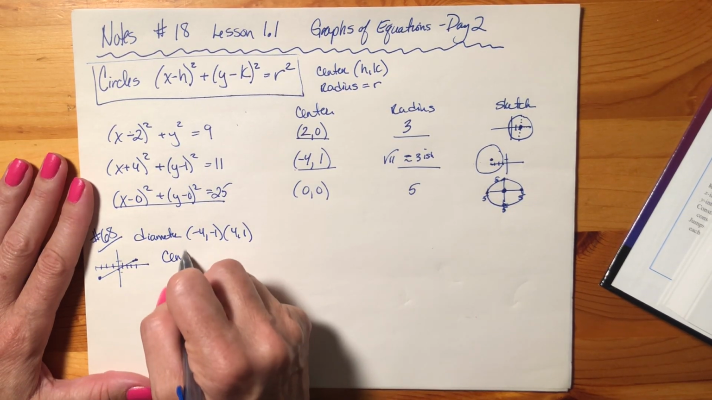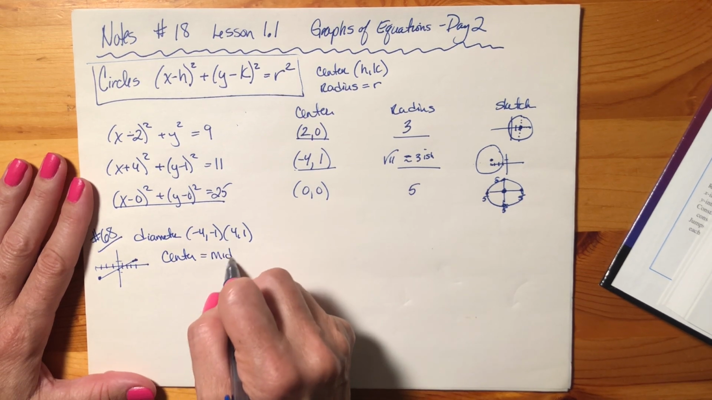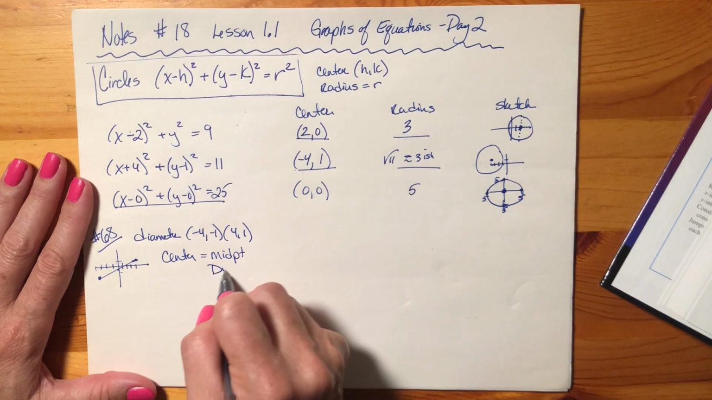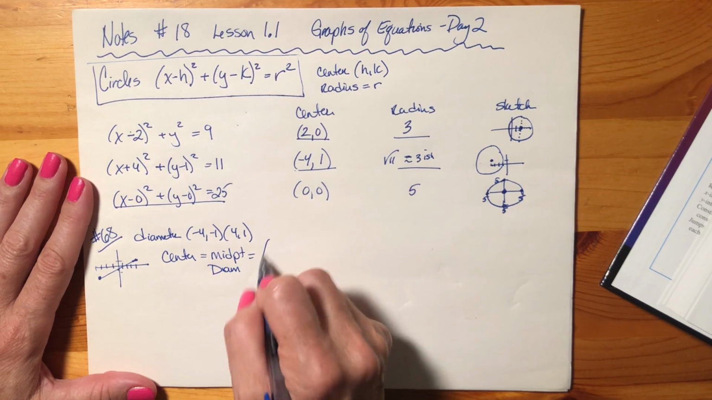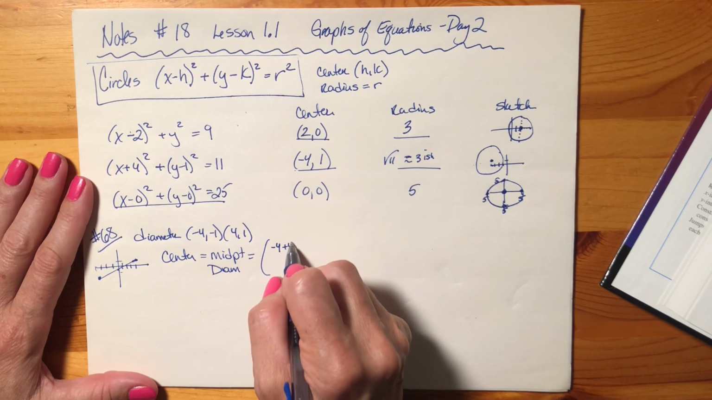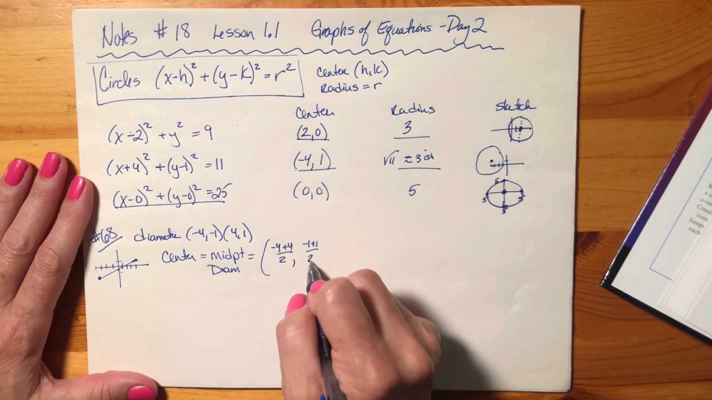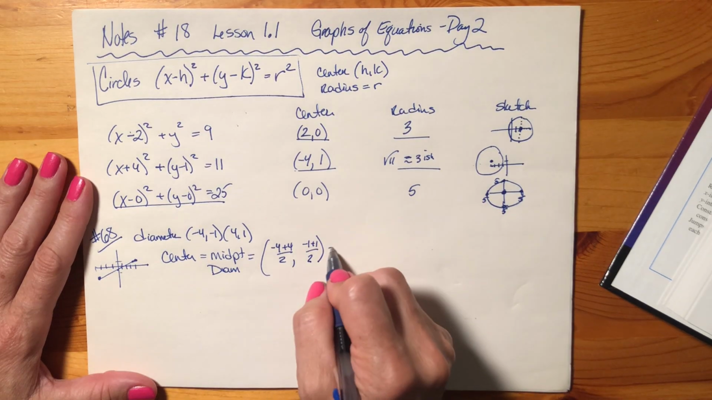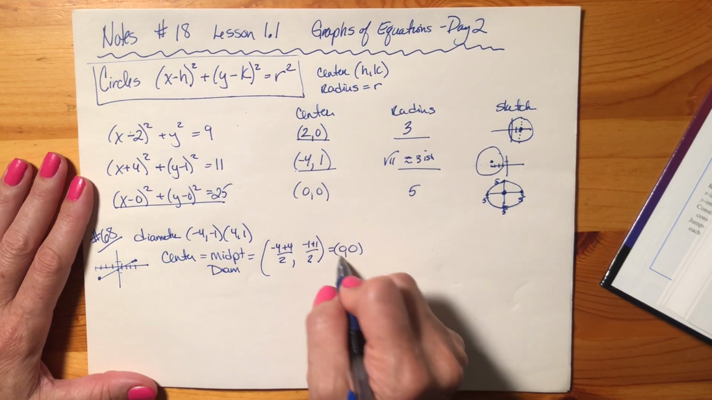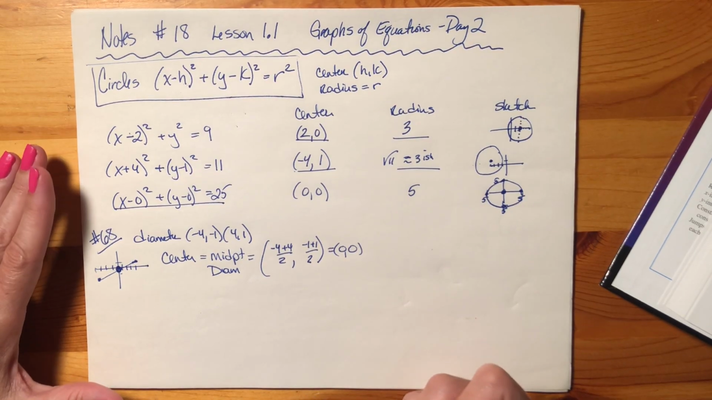My center, good problem. The center is going to be the same as the midpoint of the diameter. All right, so we go back to that formula you love. You take the average of the x's over 2, and the average of the y's, negative 1 plus 1 over 2. Well, that's going to be 0, 0, right? So I know my center is going to be 0, 0. So it's going to go right through there. And now I have to figure out my radius.